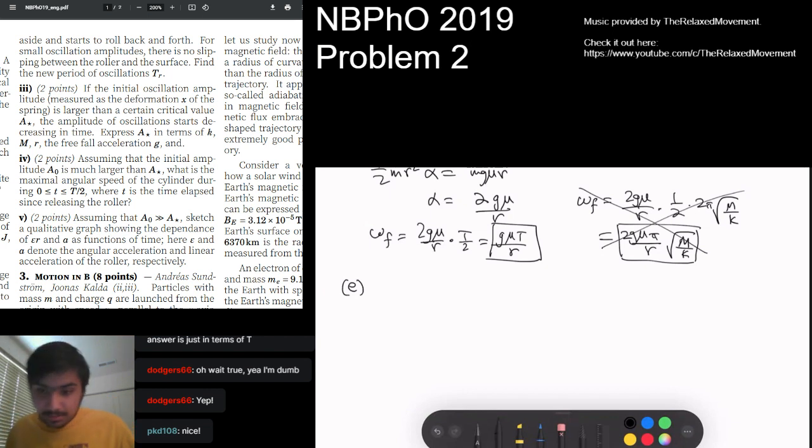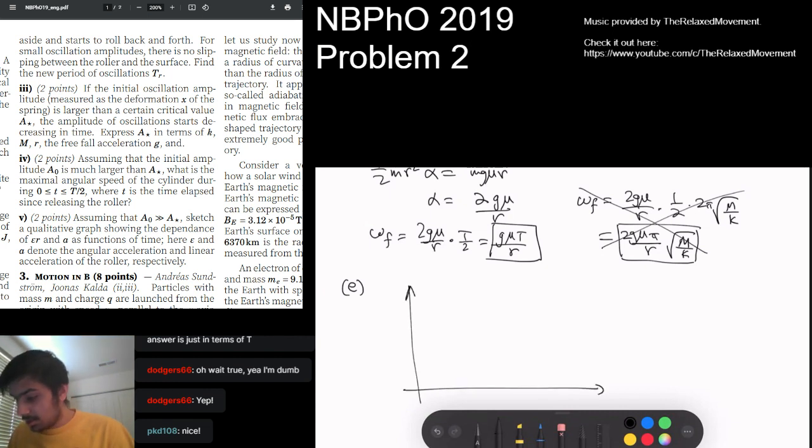Okay, so E. So here's time. Here's like T over 4. Here's T over 2. So alpha R is constant at 2g mu. Well, okay, let's be careful. Let me actually just do this again.